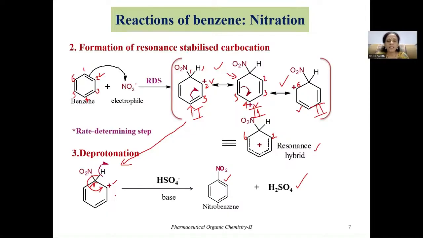So in this reaction, the second step, that is the formation of the resonance stabilized carbocation, is the rate determining step. The overall rate of the reaction, that is how fast the nitrobenzene or the substituted product is formed, depends on how fast or how easily the carbocation is formed in this particular second step. It is because of this reason that the formation of the resonance stabilized carbocation is considered to be the rate determining step.